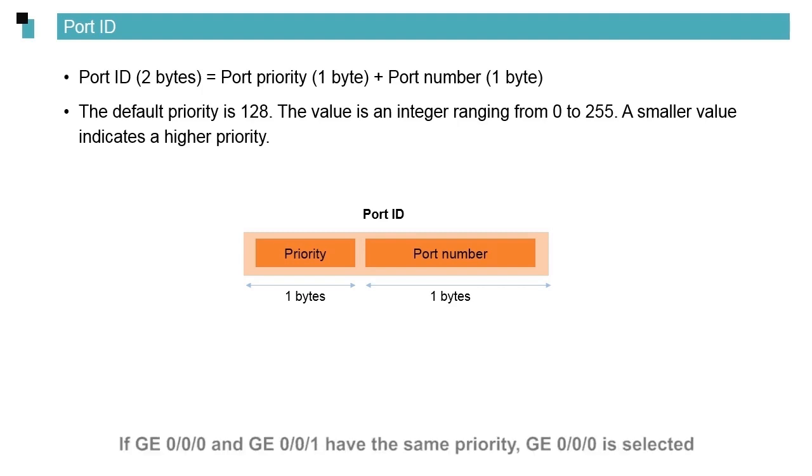If GE0/0/0 and GE0/0/1 have the same priority, GE0/0/0 is selected.